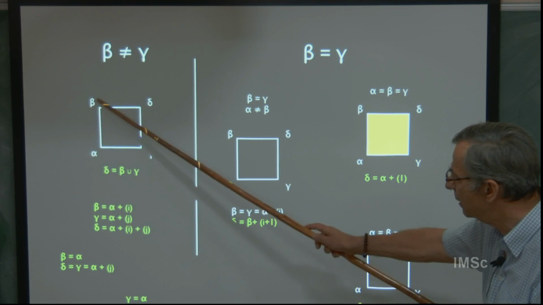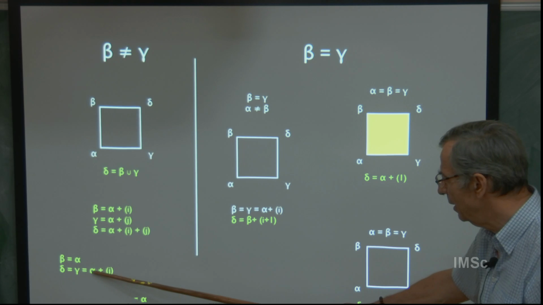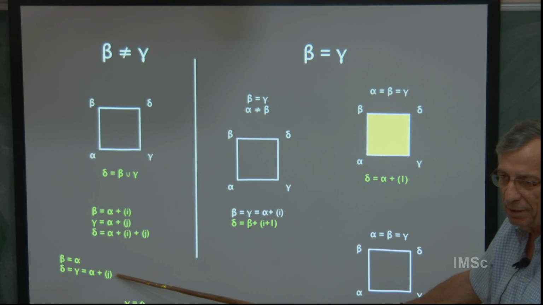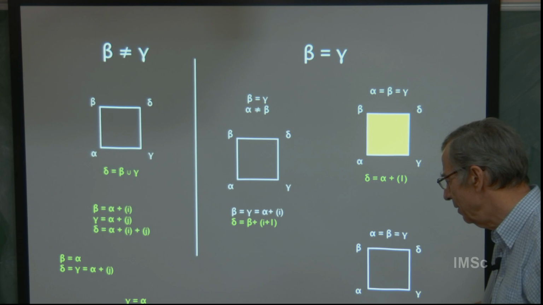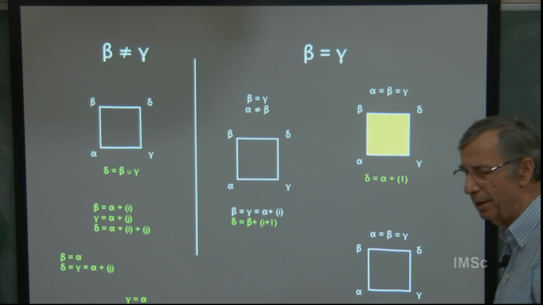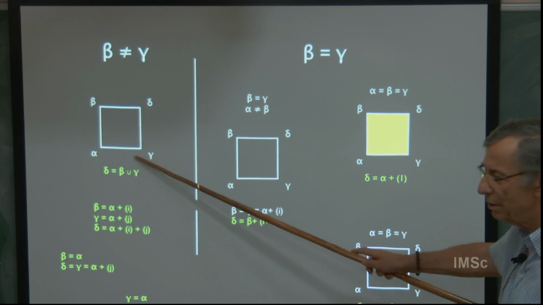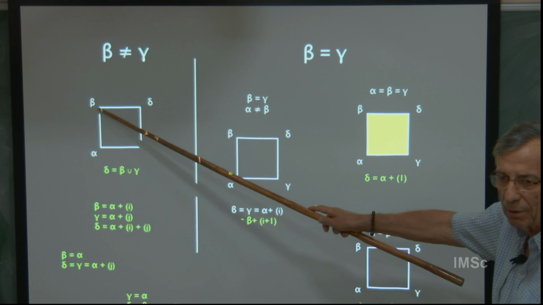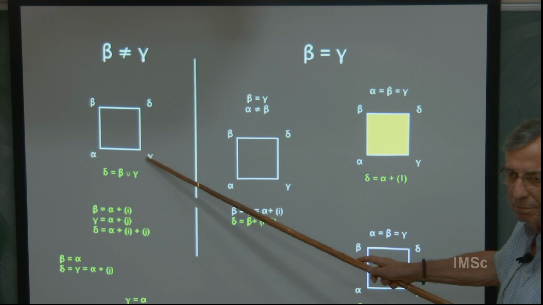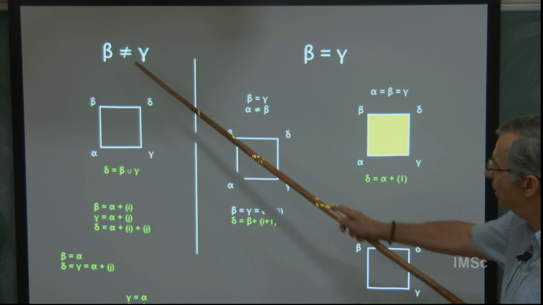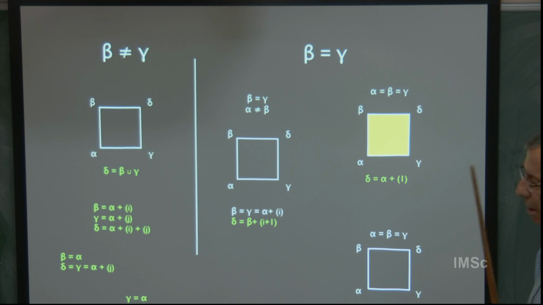Maybe alpha equal beta, so delta equal gamma equal alpha plus a certain cell j, and maybe gamma equal alpha and delta equal beta equal alpha plus I. So you see, three subcases here. They are all different. Maybe two of them are equal, alpha equal beta, or maybe alpha equal gamma. Those are the three subcases which give you this big case, beta different of gamma.